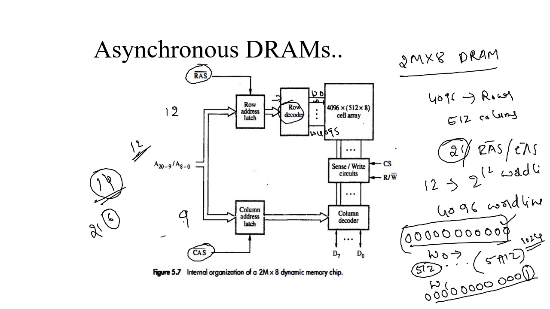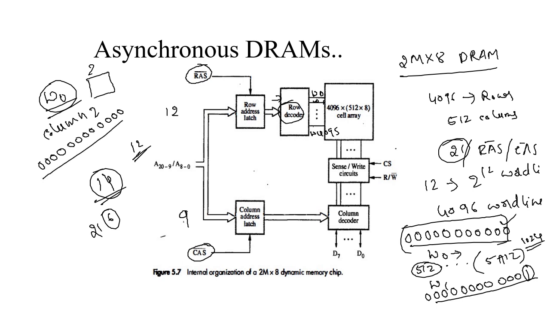Next, which column you need to write. For example, you need to write to column 2 of word line 0. At that case, in order to choose word line 0, the row address should be all zeros, and the column address should be 2, in the sense it is 10.